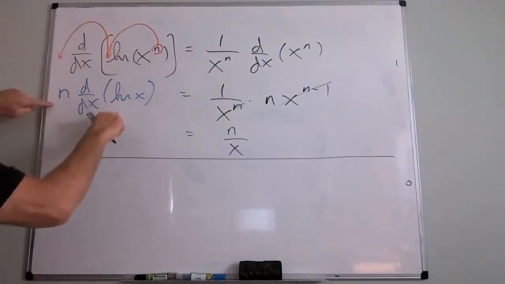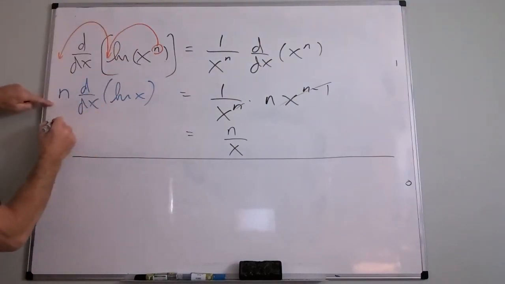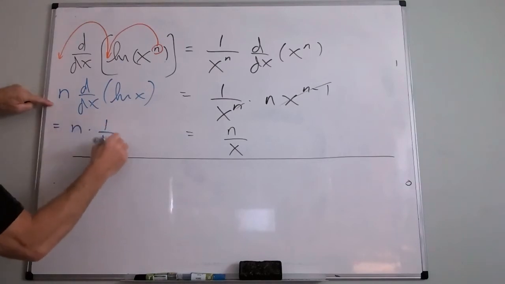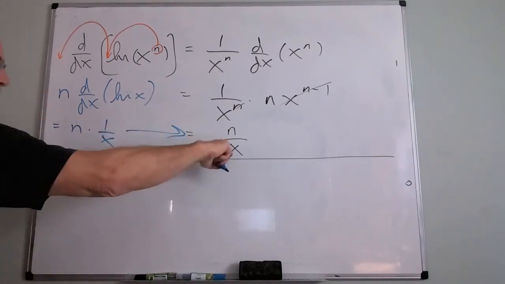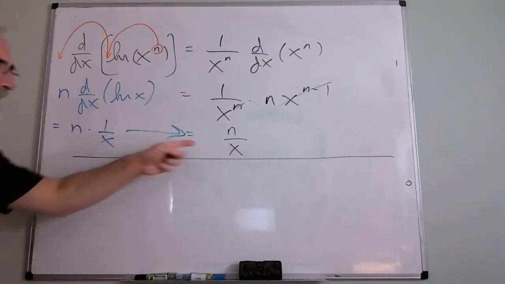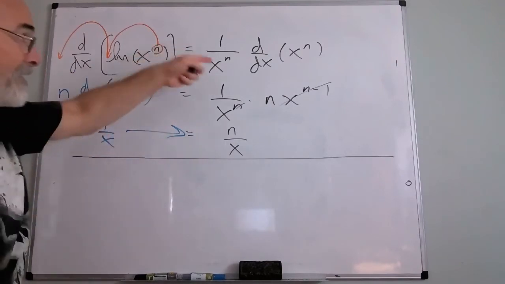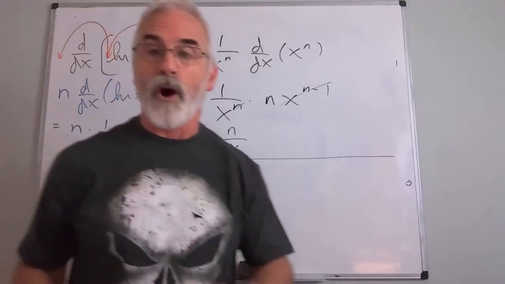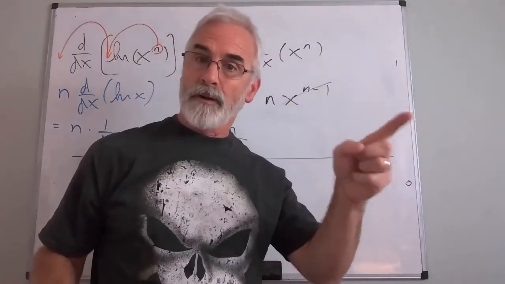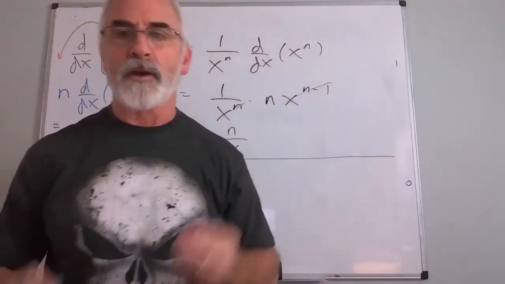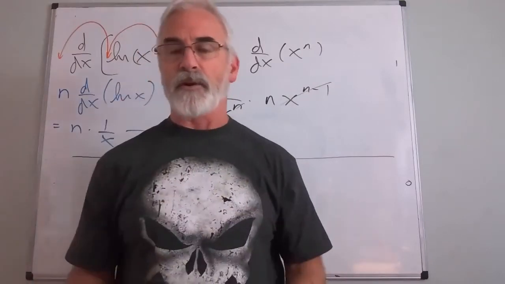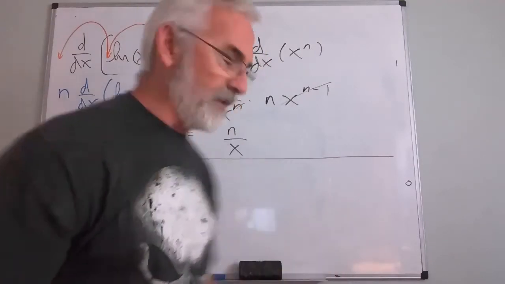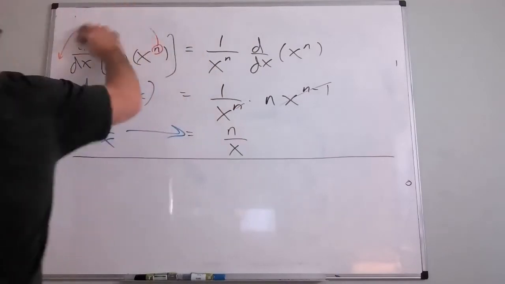This is absolutely equal to this. But this is just n times 1 over x. Way easier to get it this way than this way. So as a simple rule of thumb, if you have log of something to a power, bring the power in front first, then take the derivative because it'll be easier every time. So let's do an example of this.